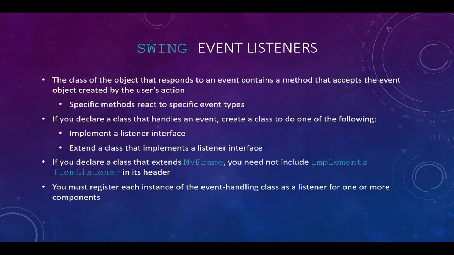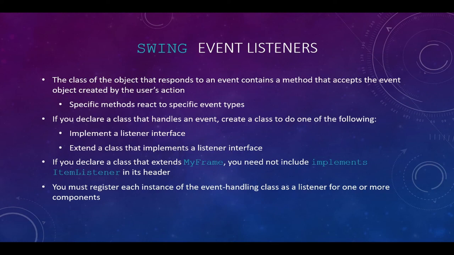For swing event listeners, the class of objects that's going to respond to this event contains a method. It's going to accept the event object created by that user action. Okay, remember, specific methods react to specific events. We just saw that, right? Clicks versus focus. If you declare a class that handles an event, create a class to do one of the following: either implement a listener interface or extend a class that's going to implement that interface. Okay, so either you need to do it yourself or you need to borrow from somebody else.